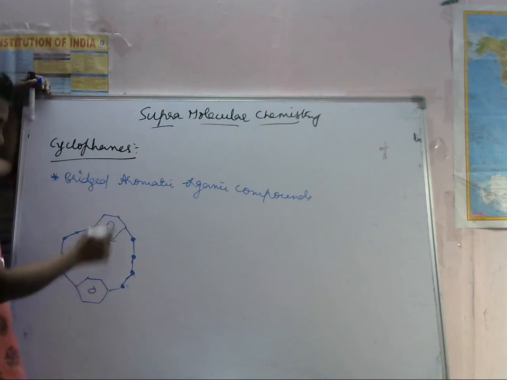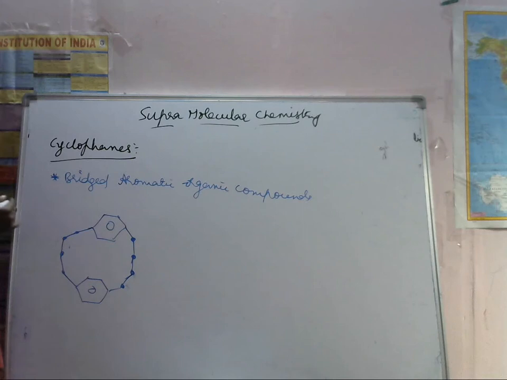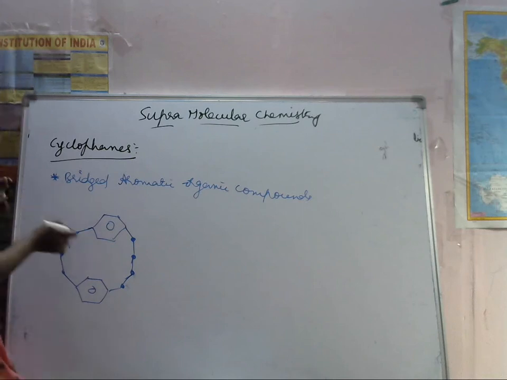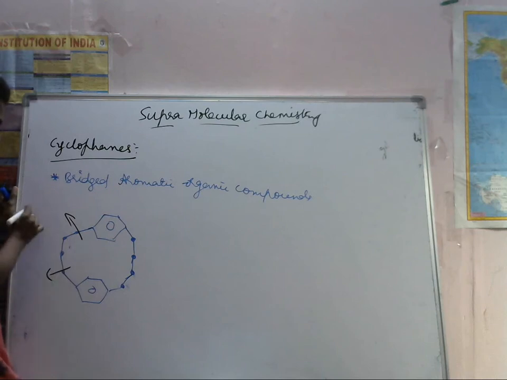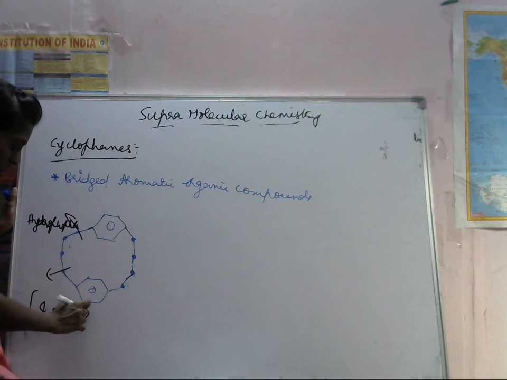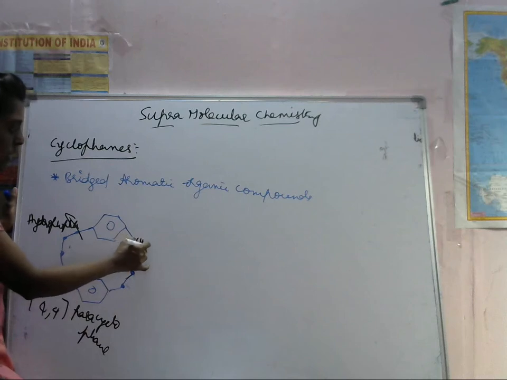Like this. This is the one aromatic unit that accommodates interactions with the hydrophobic cavity. This is called 4,4 paracyclophane. Here CH2 groups are there.